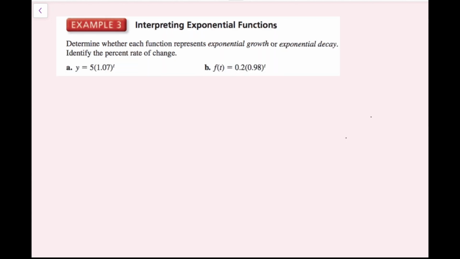For example 3, we're going to determine whether each function represents exponential growth or exponential decay. And then we're going to identify the percent rate of change. Well, this is actually pretty easy to tell right away because I just need to see what the number that is being taken to the power of t is. If it's greater than 1, it's going to be growth. And if it's less than 1, or what I should say is in between 0 and 1, it's going to be decay. Okay. So right away, I see that this number, 1.07, is larger than 1. So I know that this is going to be exponential growth.